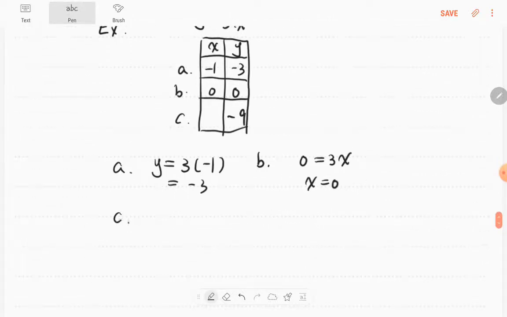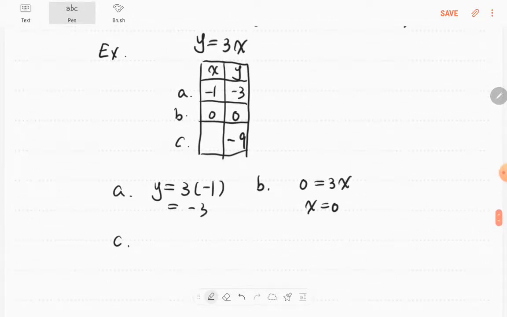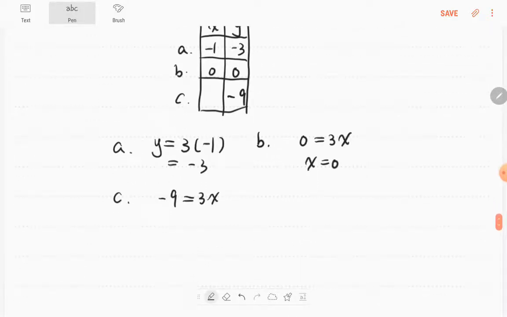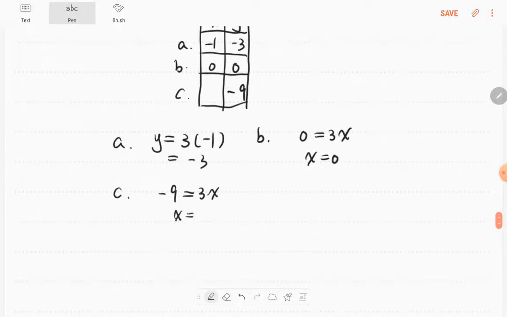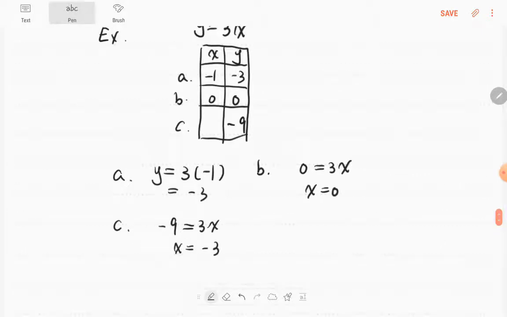Similarly, for part C, this time we still do not know the x value, but we know the y value. So we use -9 to replace y, and copy the remaining part. So we solve for x, we get x is equal to -3. So we write -3 in this column. The x value means the x value for this point. So this is how we finish this table.